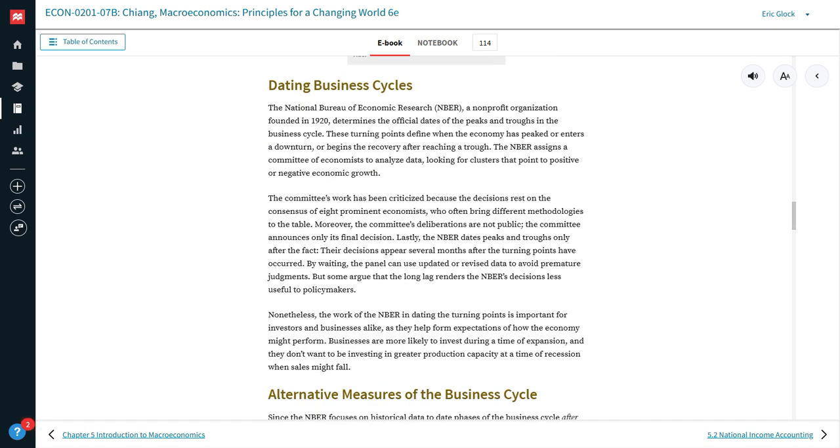Okay, dating business cycles. This is kind of interesting, actually. I feel like he drops a ball here a little bit. He's kind of missing the main point.